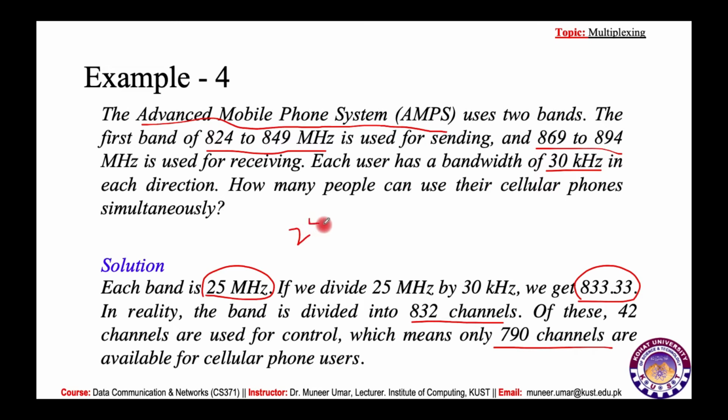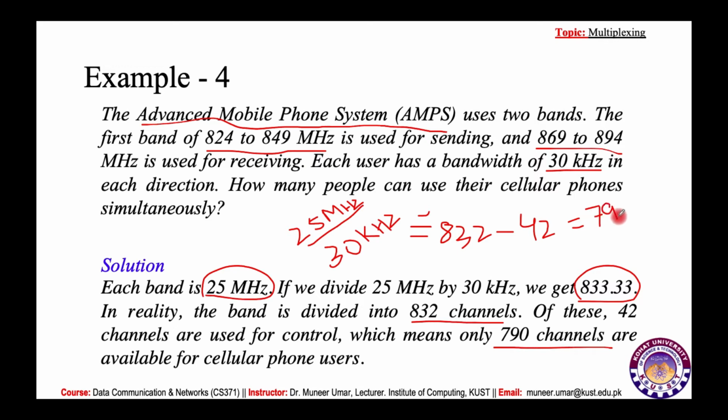So if we divide 25 megahertz by 30 kilohertz, we get 832. And out of this 832, 42 channels are used for control. So if we subtract this 42 from 832, we get 790. So 790 channels are available for cellular phone users. This means that 790 people can simultaneously use their cell phones connected with the AMPS network having these ranges of frequencies, and each user using 30 kilohertz.